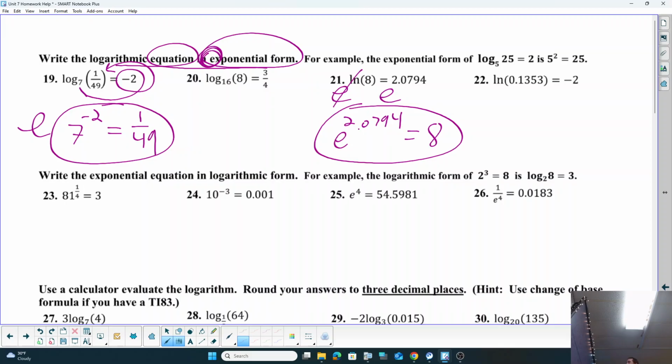And so try doing that. So it's basically like basing 7 to both sides. And that's how we get 7 to the negative 2 equals 1 over 49. Write the equation back in logarithmic form. And so now we're going to log both sides basically.